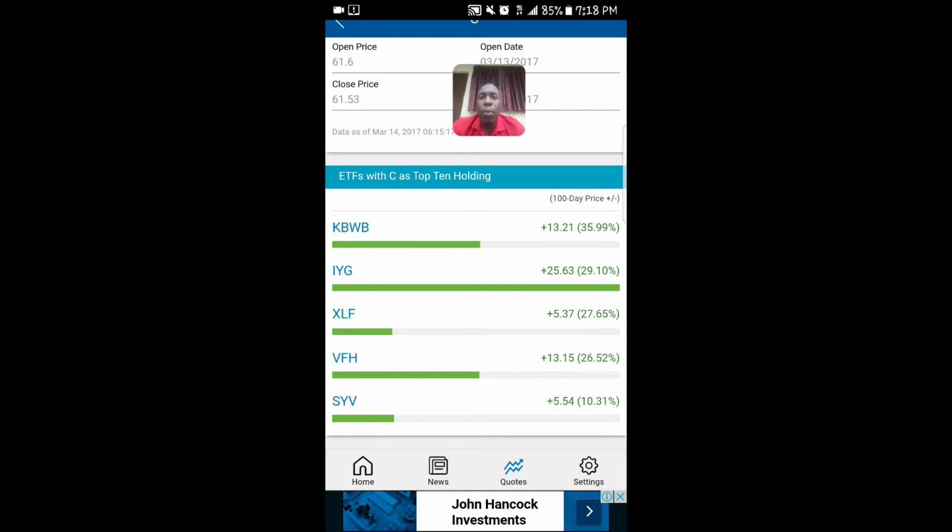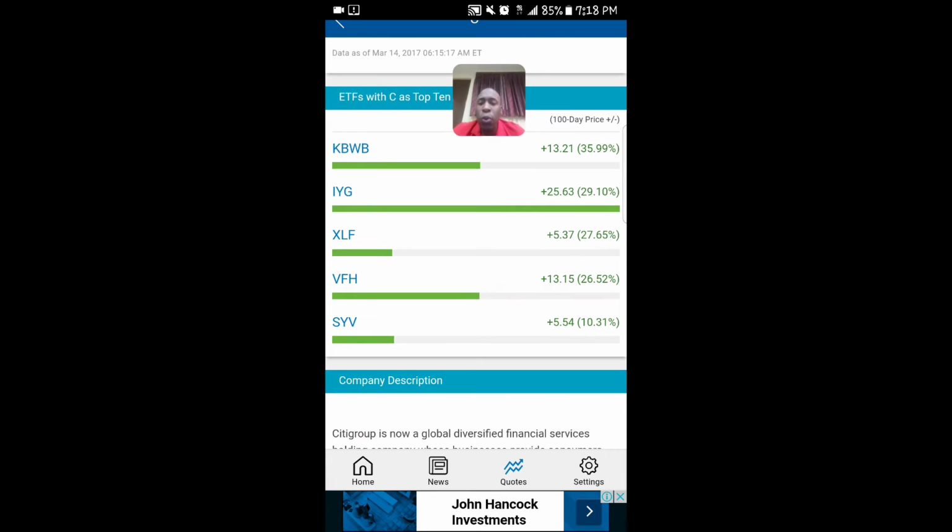It went up 29.10%. Okay, great margins right here. And so if you want to invest in Citigroup or other banks that contain Citigroup, look at these particular ETFs. I love this app. Okay, this is a really good app.